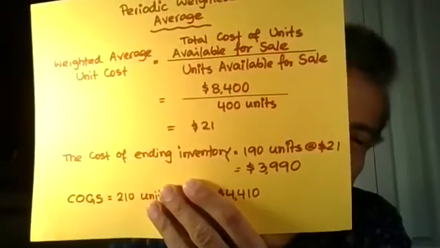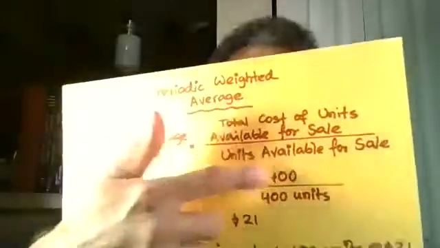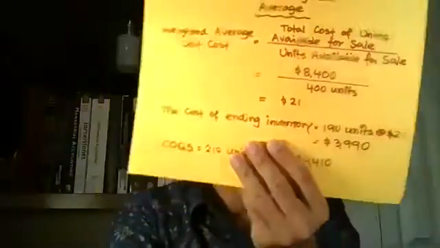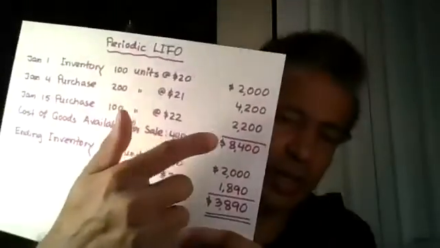Calculate the weighted average first of all the units available for sale. So the costs of the beginning inventory plus the 2 purchases, add the 3 up. So that's the total number there. We had it here, $8,400.